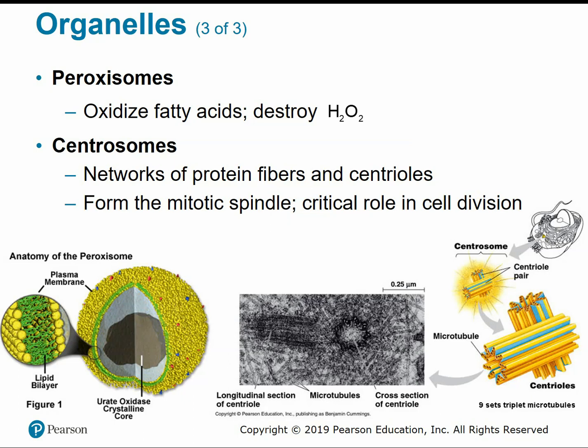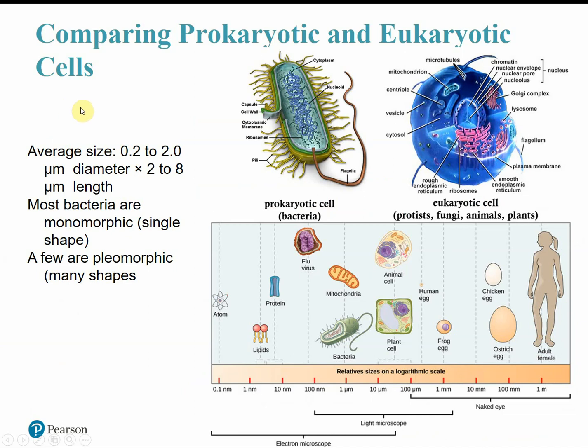So comparing prokaryotic and eukaryotic cells size-wise, prokaryotes are about 1/10 the size of a eukaryotic cell. So their average size is 0.2 to 2 micrometers. So here's the size of a bacteria, about the size of a mitochondria, which is just one part of a large eukaryotic cell. But they're slightly bigger than viruses and other biological molecules. So an animal cell or a plant cell is about 10 times the size of a prokaryotic cell.